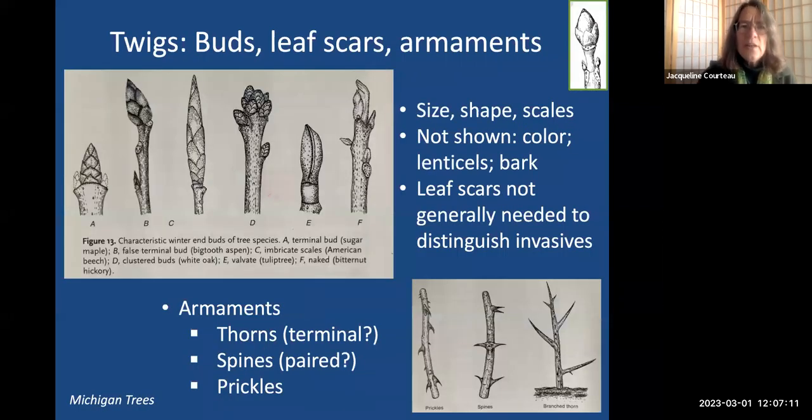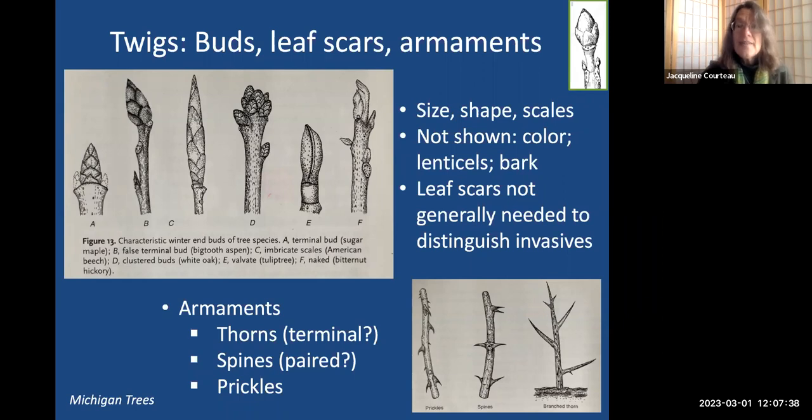For those of you who know and love woody plants, you know that twigs are very characteristic, and winter tree ID can actually be as easy or easier sometimes than leaf-on conditions during the summer. Twigs have characteristic buds, leaf scars, and armaments, including prickles, spines, and thorns. I'm not going to show any leaf scars to distinguish invasives. That's not usually one that's actually needed.